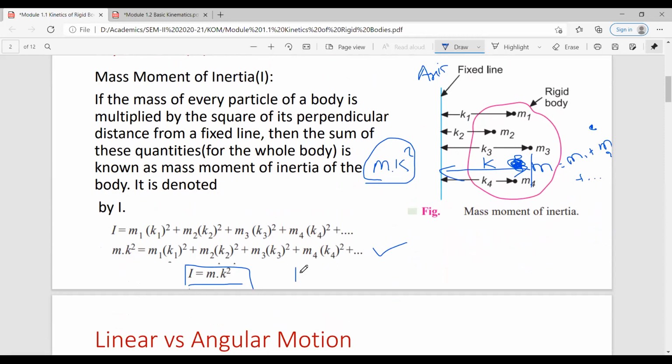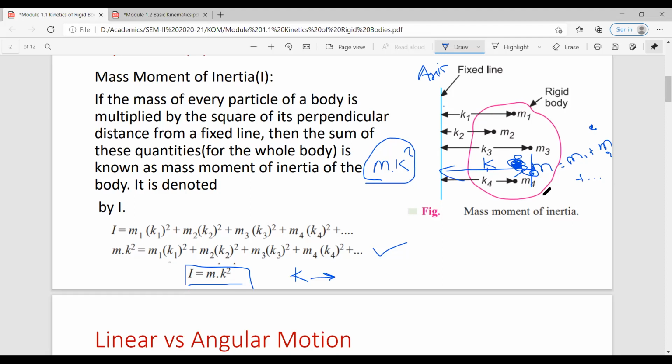Now here you can define what k is. k is known as the radius of gyration. It is defined as the distance between the axis of rotation and the point where the whole mass of the rotating object is supposed to be concentrated. That we call the radius of gyration. Now this point, where we say the mass of the whole rotating body is supposed to be concentrated, may not be the center of gravity.